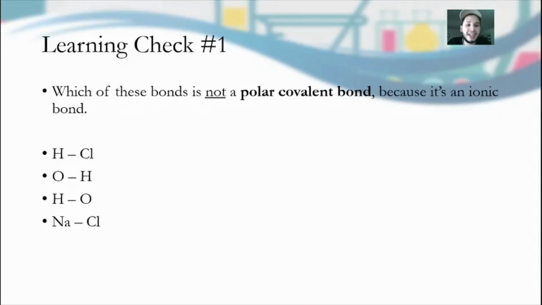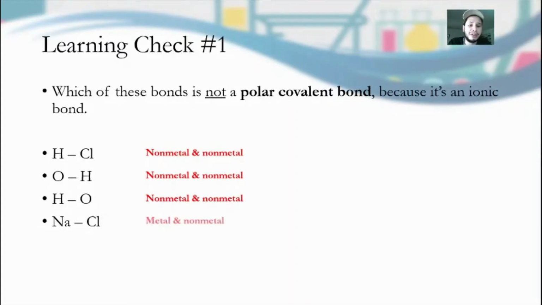And lastly, I have NaCl. Remember that Na is found on the left-hand side of the periodic table, so it's a metal with a nonmetal, chlorine. So that last option is going to be the correct choice. So NaCl is my answer choice because it's an ionic bond, and ionic bonds are never going to be polar covalent.